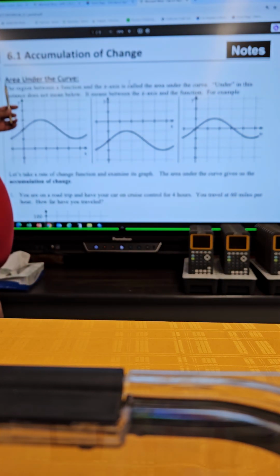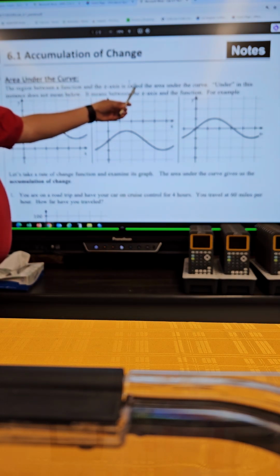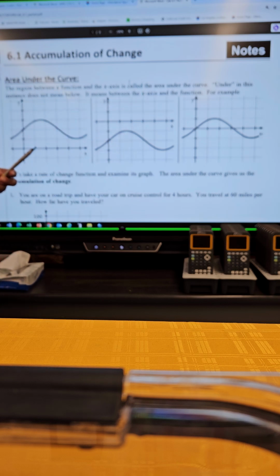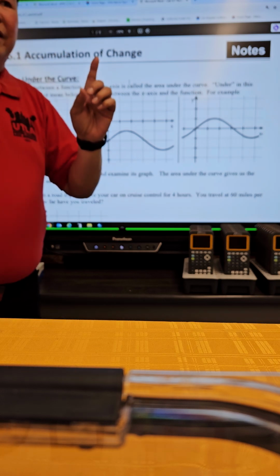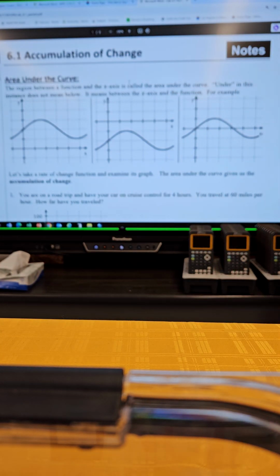So it says right here, area under the curve: the region between the function and the x-axis is called the area under the curve. Now look at this curve right here. That means we are solving for the area under this curve, whether the curve is above the x-axis or below the x-axis. What did I say? Above the x-axis or below the x-axis.